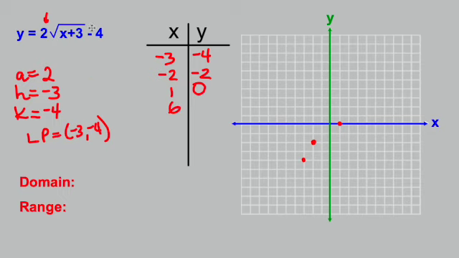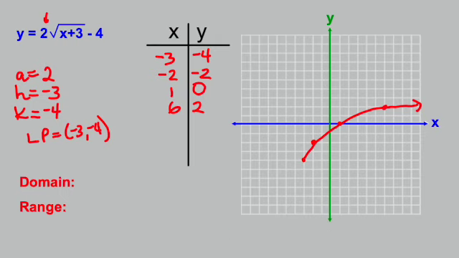The square root of 9 is 3. 2 times that 3 is 6, and 6 minus 4 would be 2. So I'm going to go out to 6 comma 2. So 1, 2, 3, 4, 5, 6, up to 2. And now my square root graph is going to look something like this.